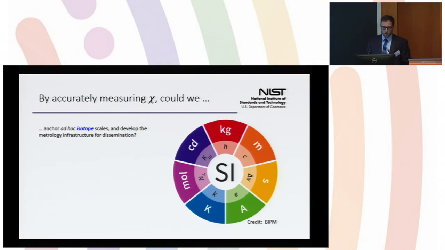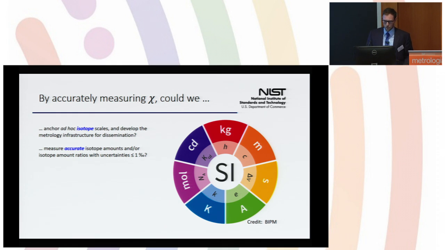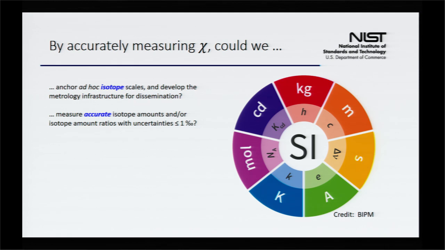So what can we do in the lab to try to measure mole fraction directly and translate mole fraction into absolute isotope ratios? Well, these are the types of questions we ask ourselves. You might say, should we even be asking ourselves these questions? But this is what we think about in the lab. Can we anchor ad hoc isotope scales and develop the metrology infrastructure for dissemination without using reference materials? You know, the accuracy goal here is going to be less than or equal to 1 × 10^-3. Again, that's on the order of the error bars in that plot I showed earlier.